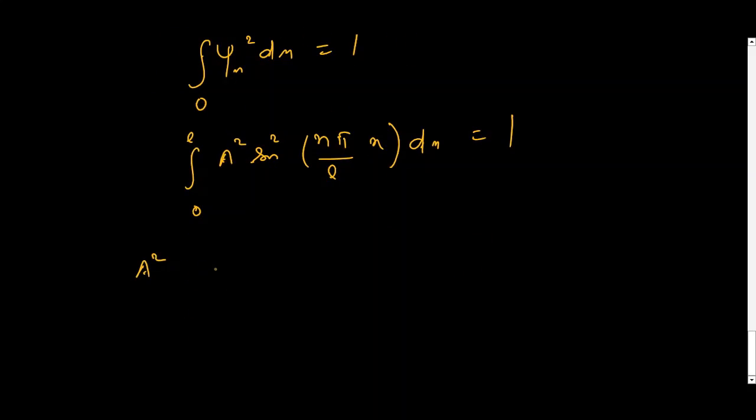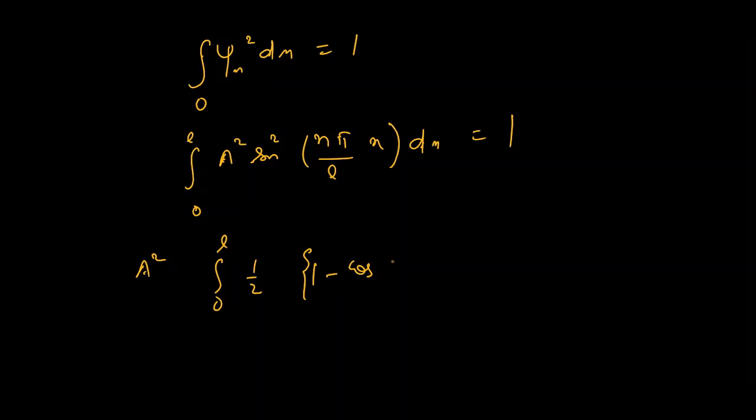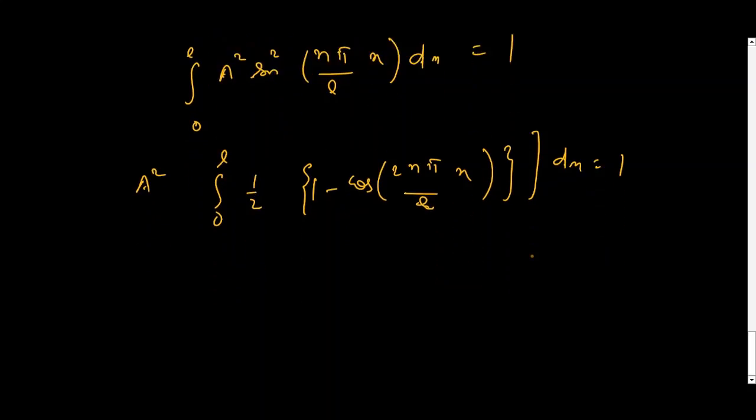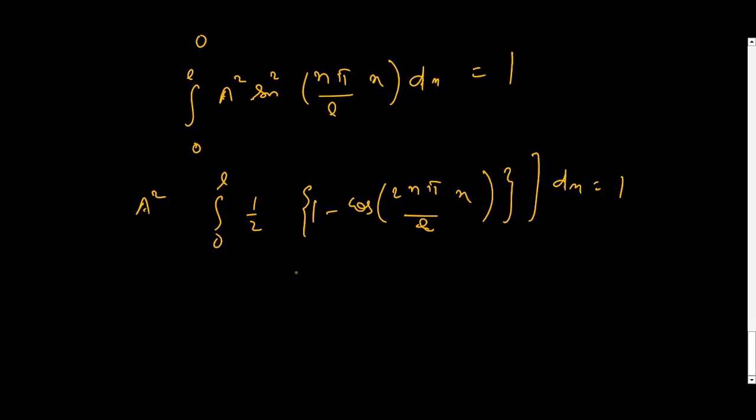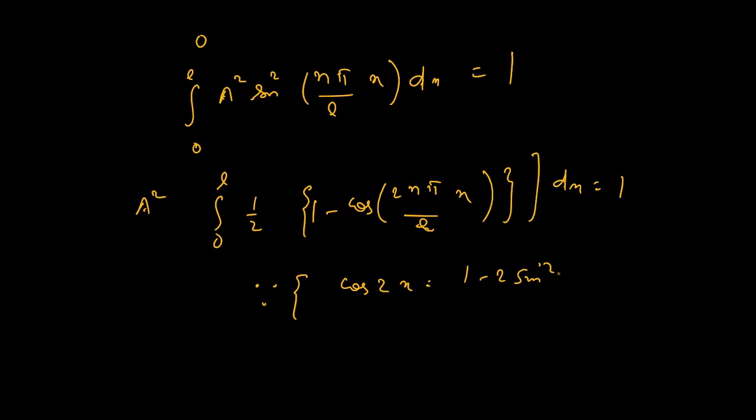Solving this, we get a square integral 0 to L half 1 minus cos of 2n pi by L into x dx is equal to 1. So how did we get this? Since cos 2x is equal to 1 minus 2 sine square x, we have substituted the value of sine square x, and we get this equation.